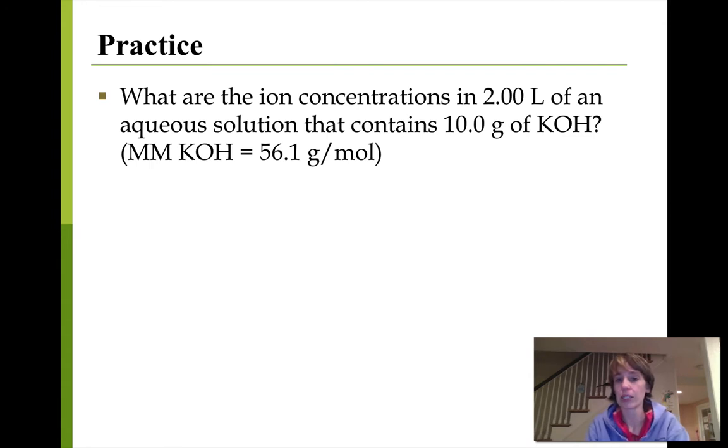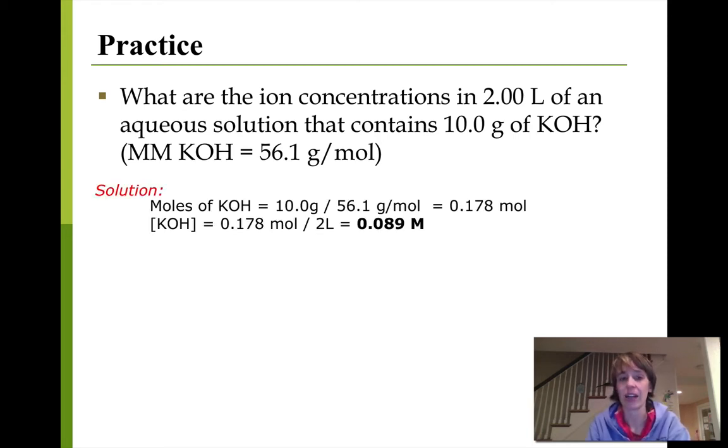So let's practice with this a little bit. What are our ion concentrations if we have 2 liters of a solution that has 10 grams of potassium hydroxide? What we need to do here is figure out the concentration in molarity of the potassium hydroxide. So we first need to convert our mass to moles. I got 0.178 moles of potassium hydroxide, and that's in 2 liters. So divided by 2 gives us a molarity of 0.089.